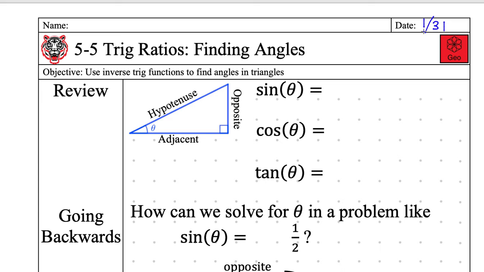Gunnar, our objective today is to use inverse trig functions to find angles in triangles. Exactly. So this is a very key point. If I'm ever trying to find lengths, I'm going forwards. If I'm trying to find angles, I'm going backwards. You really have to keep in mind what it's asking for. If it's asking you to find the angle, you're going to be using reverse trigonometry. If it's asking you to find a side length, you're using forward, normal trigonometry.